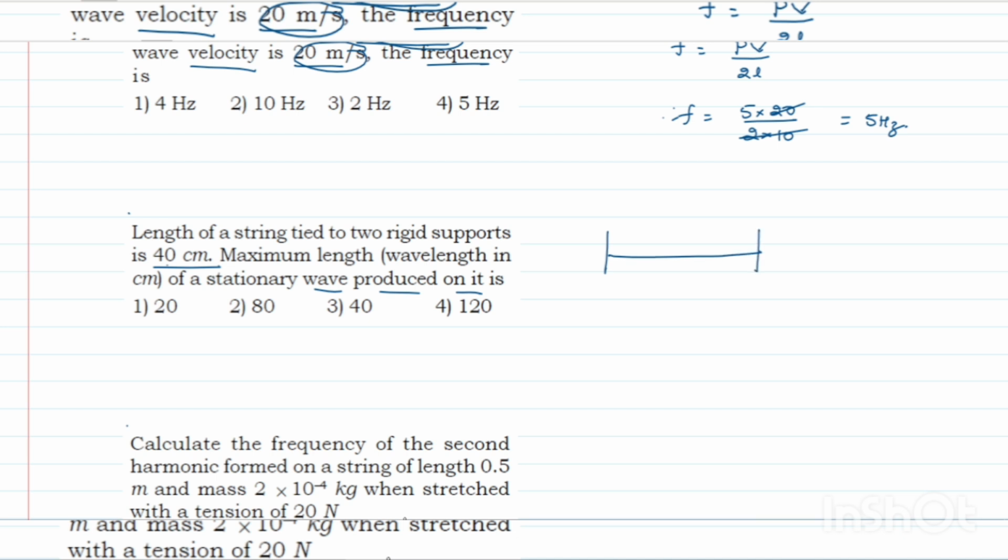Here the maximum wavelength we get is between two node points. So this length value is lambda by 2, which is 40 centimeters given. So substitute, students. L equals lambda by 2. L is given as 40 centimeters, which equals lambda by 2. So lambda equals 40 into 2, which is 80 centimeters.